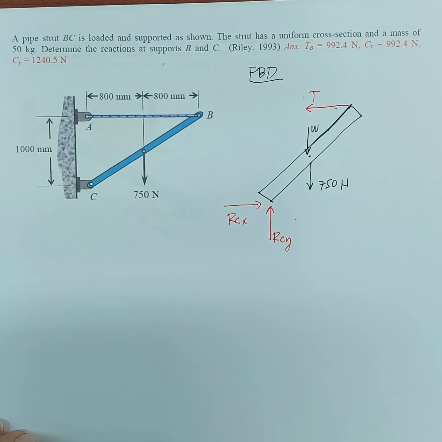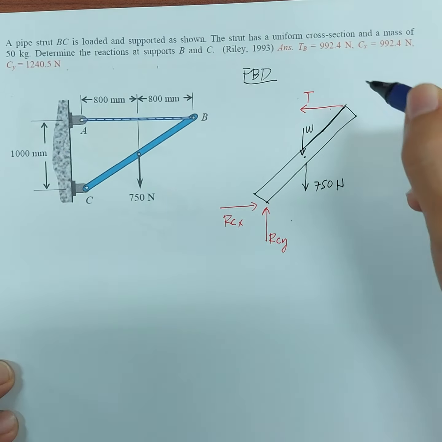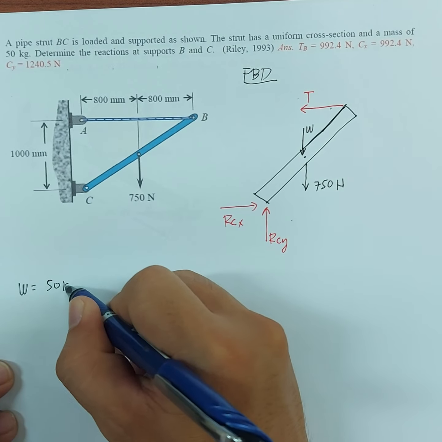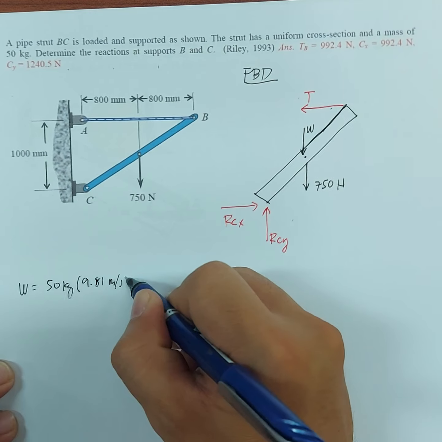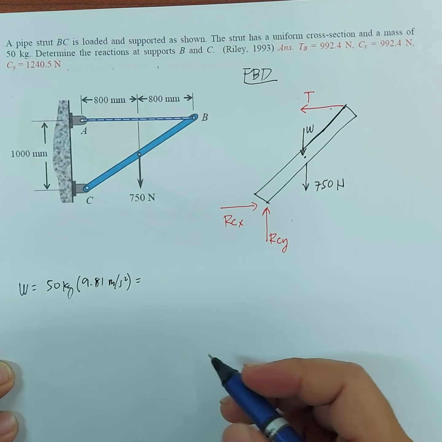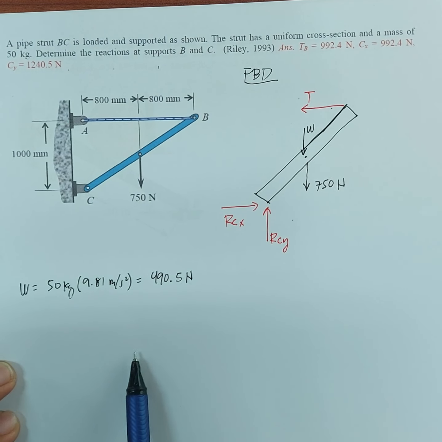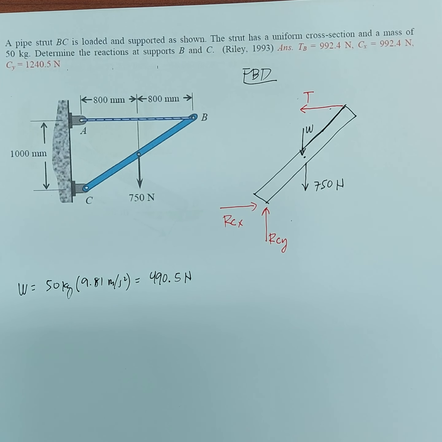So, we can now, let's first solve for the value ng weight. So, yung weight is equal to, so mass kasi yung given, 50 kilograms times yung gravity, 9.81. So, yung weight natin is equivalent to 490.5 newtons. Okay? So, 490.5 newtons. So, next, let's solve for the reactions. Ano yung unang masolve natin na reaction?